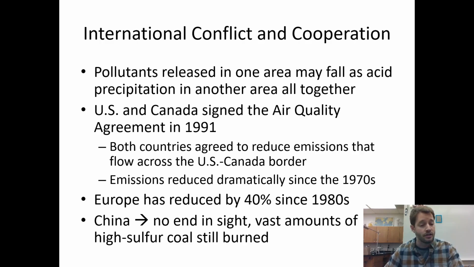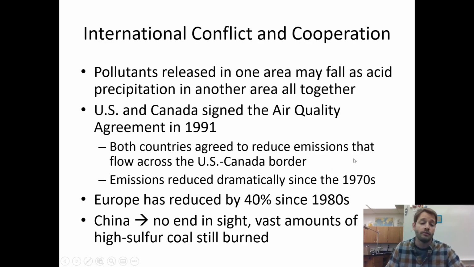Developing countries such as China and India, there's no end in sight, because there's vast amounts of high sulfur coal still being burned in these areas to produce electricity for their factories, and burning fossil fuels in their automobiles. These things lead to the production of sulfur dioxide and nitrogen oxides, which only contribute to the acid precipitation.